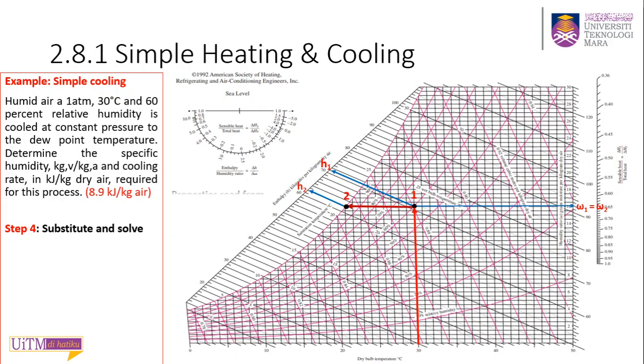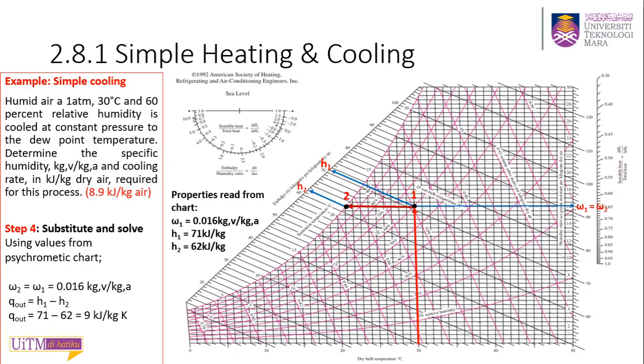After labeling, we write them down. What are the properties? As precise as possible. Omega 1, H1, H2. And then we substitute into the equation, step 4. Here we can see that omega 2 equals omega 1, 0.016. When we read from the chart, it is 16. Tapi 16 tu gram. Kita nak kilogram. So kita bahagi dengan 1000. So Q out equals H1 minus H2. Baca nilai H1 setepat yang mungkin. Baca nilai H2 setepat yang mungkin.